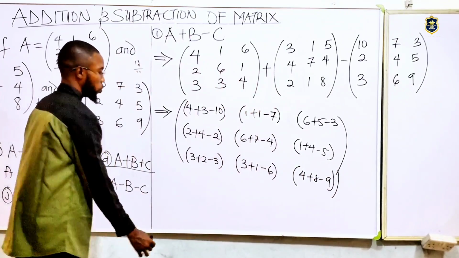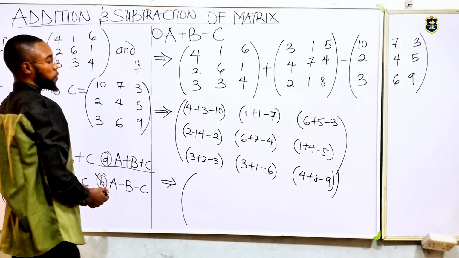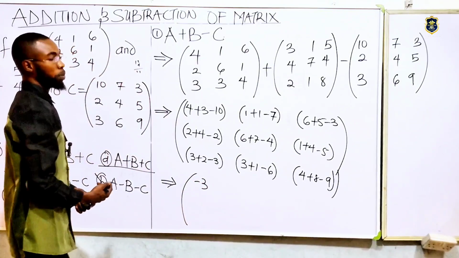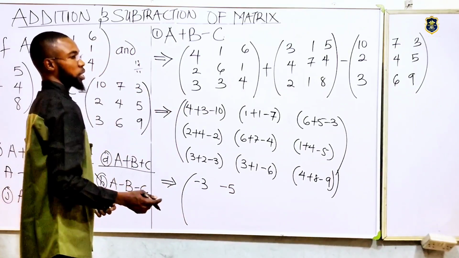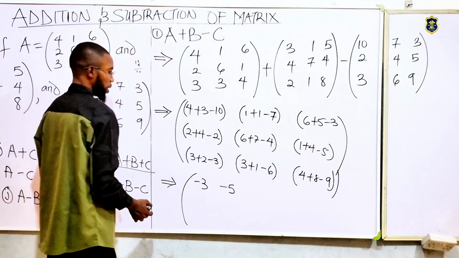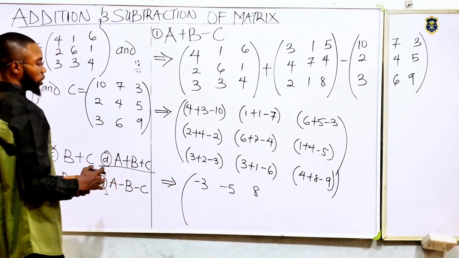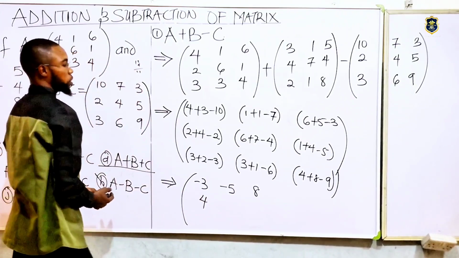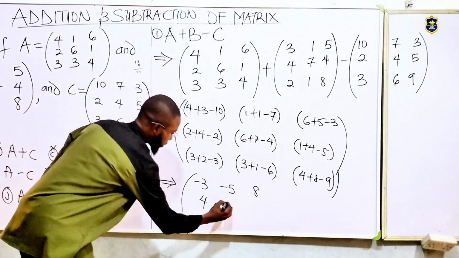With that, it's going to give us 4 plus 3, that's 7, minus 10, that's minus 3. Yes, 1 plus 1 is 2, minus 7, that should be minus 5. 6 plus 5, that's 11. 11 minus 3, that should be 8, right? So we have 8. 2 plus 4, that's 6 minus 2, that should be 4. Then 6 plus 7, that should be 13 minus 4, that should be 9.